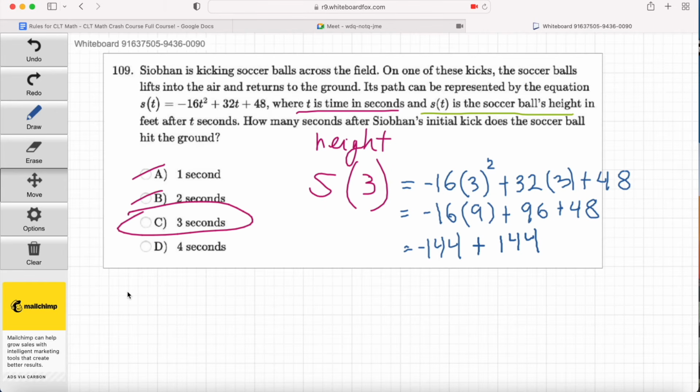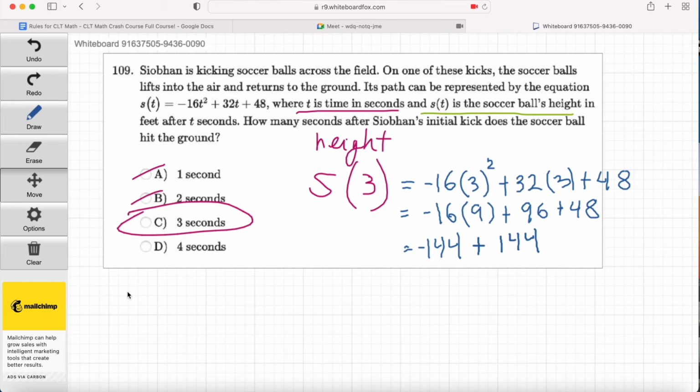Answer choice C. That's 0. We don't need to test D, thank goodness. Do you understand why we don't need to test 4 seconds? Because if it's 0 at 3 seconds, it's not going to be 0 at 4 seconds. Like, if they give you an answer that works, they're not going to give you 2 answers that are correct. How about that? They're not going to give you 2 correct answers.